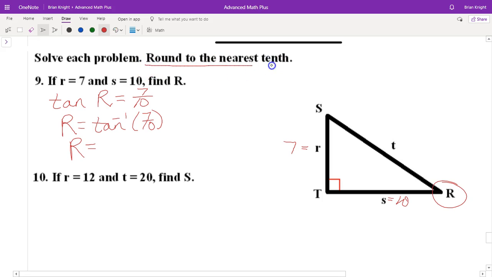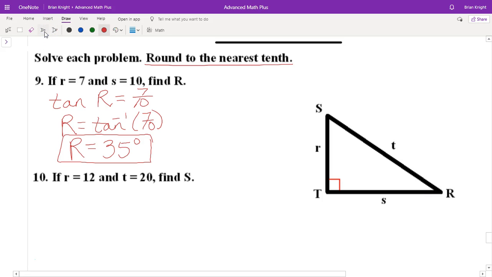And notice it says round to the nearest what? Tenth. Now, it does not say anything about your answers having to be between 0 and 360, so you just put what the calculator gives you. What is the inverse tan of 7 over 10? It's 34.99, so that would round to 35 degrees. Okay? Very simple.